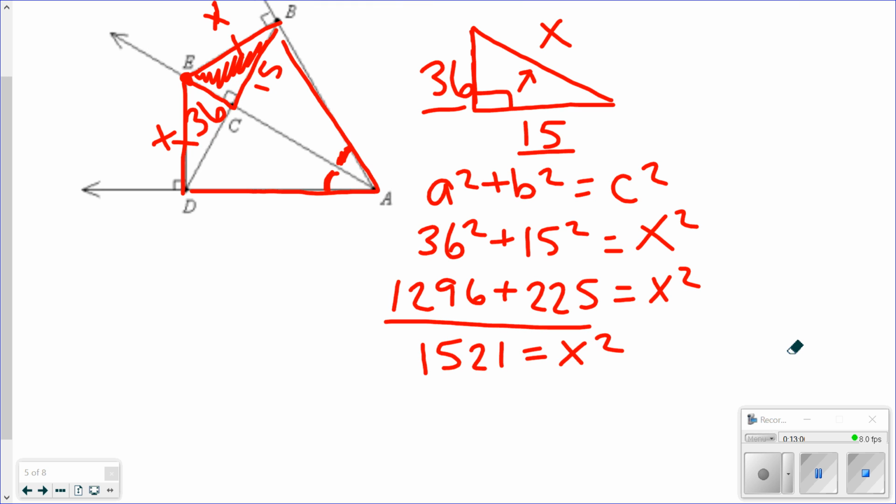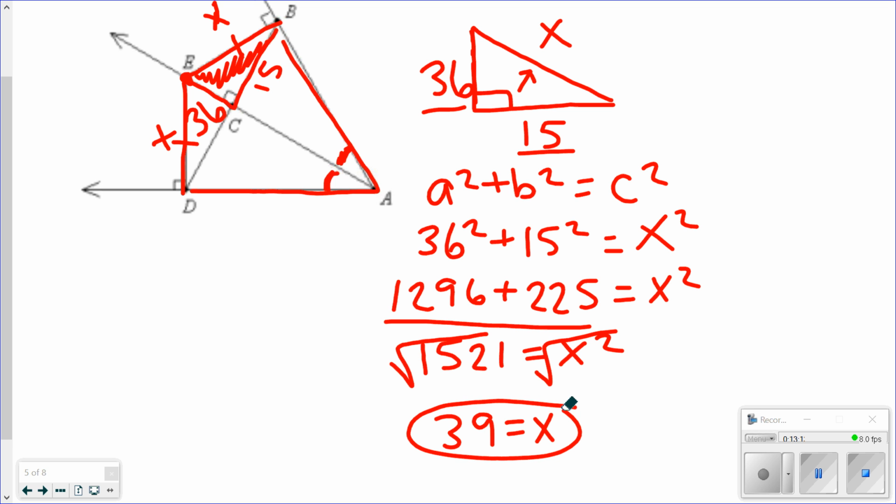So to get x by itself, I need to do the square root of each side. So the square root of 1,521 would give me 39. And I'm done.